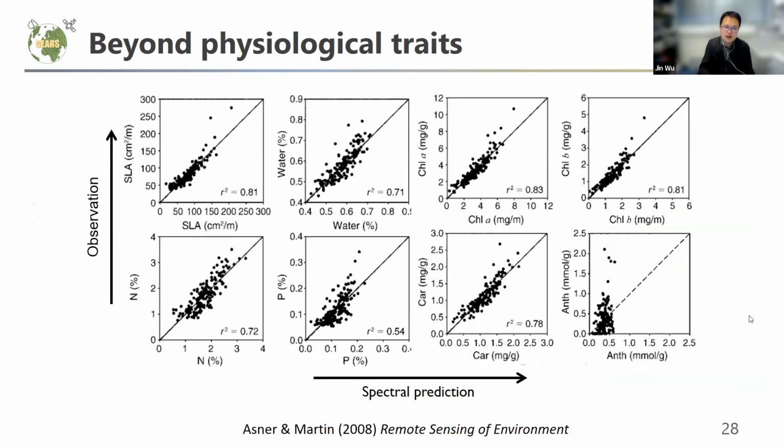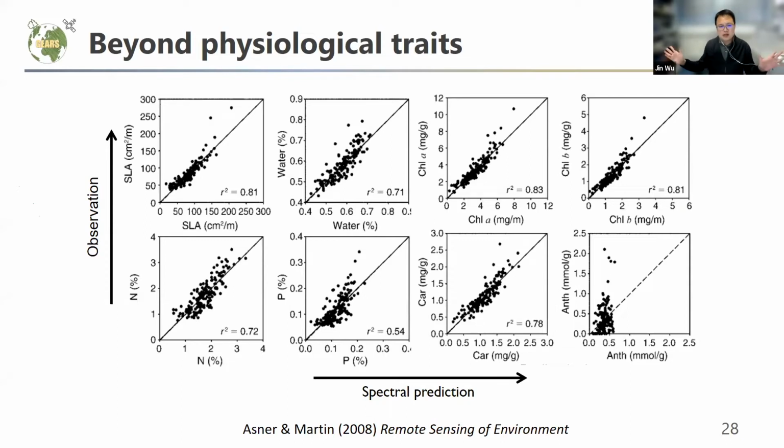So by now, I have used a physiological trait, like photosynthetic capacity, as an example to demonstrate how we can use leaf remote sensing techniques up to canopy remote sensing techniques, from near surface mobile systems to drones and also airplanes.